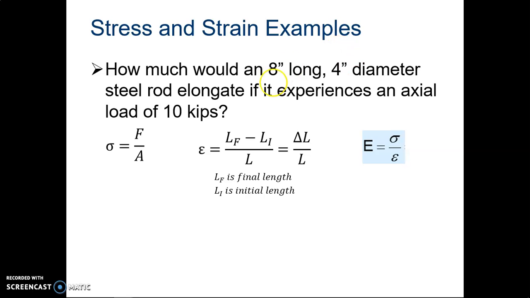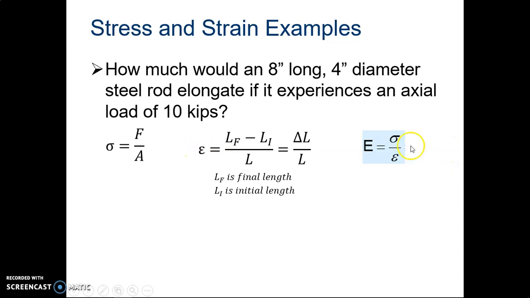We're actually looking for delta L. We are looking for the elongation, how much it's changing. So how do I get the delta L? Do I know what L is? Yes, I know that it's 8 inches. Do I know what strain is? No, I do not know what strain is.